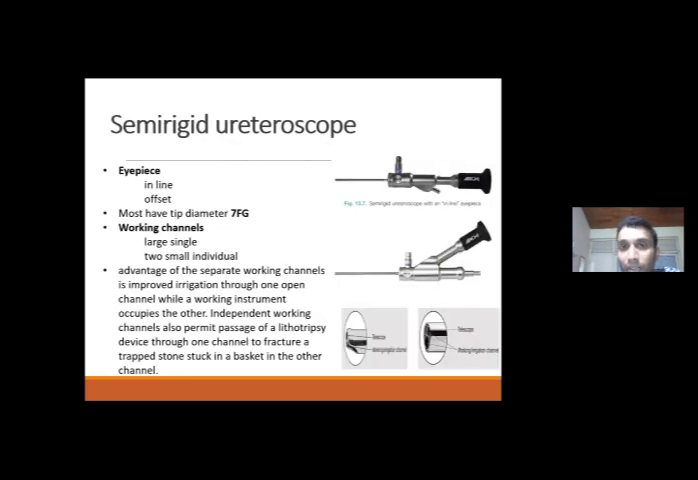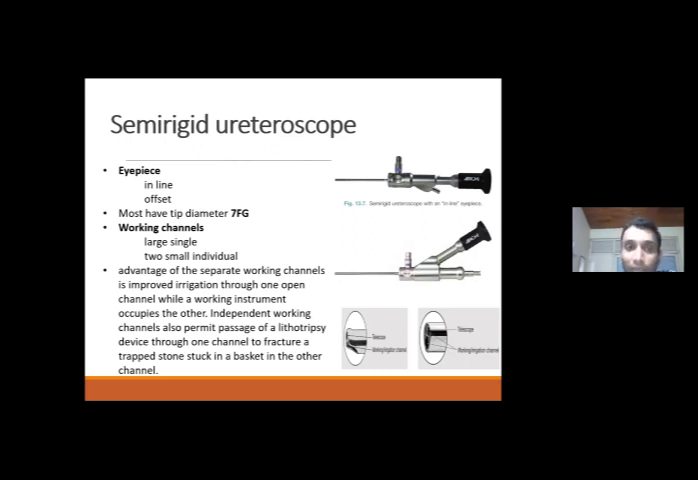The semi-rigid ureteroscopes with the eyepiece are available in two patterns, the inline and the offset. With the inline, the working channel is angulated, so we can't use rigid instruments through that. For example, pneumatic lithotripsy for stone fragmentation, or rigid biopsy forceps, can't be used with the inline. But with the offset, we can use these rigid instruments.